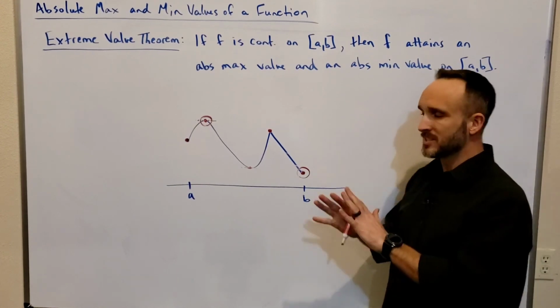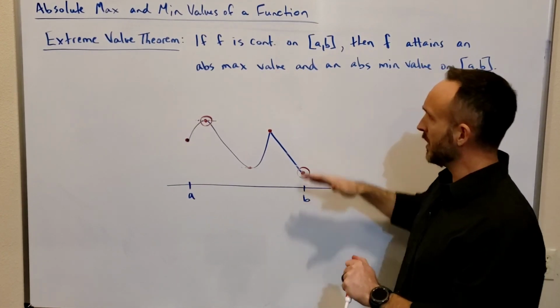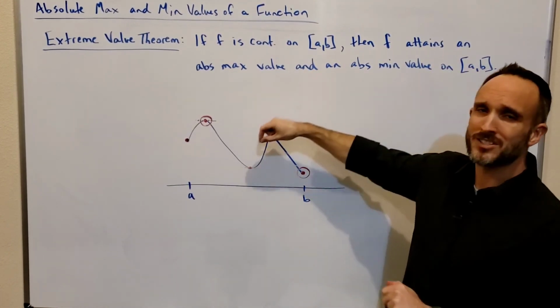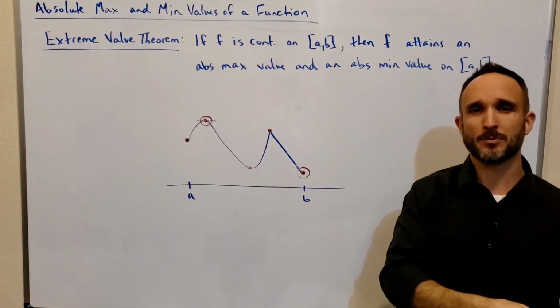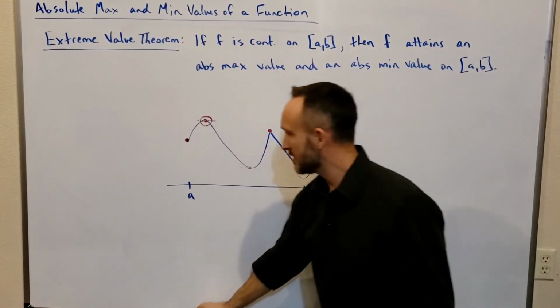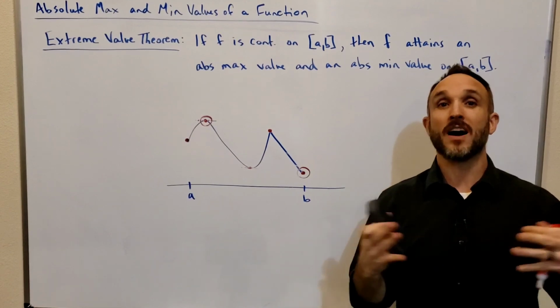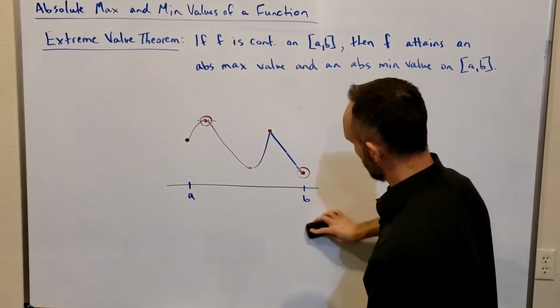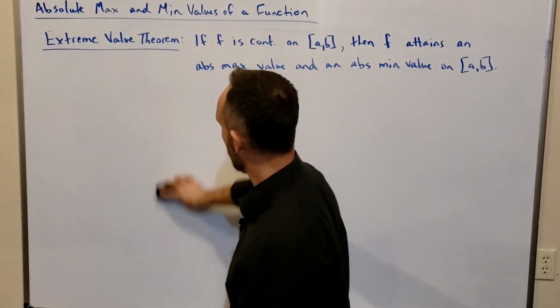Okay? So let's summarize this now. We understand this basic theorem that guarantees when we will have an absolute max and min. Now let's summarize how to find the absolute max and min of a function without a graph.